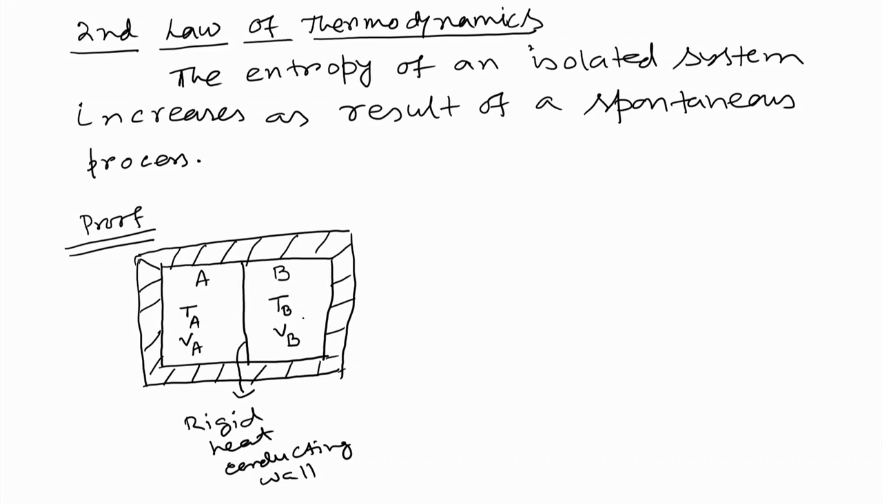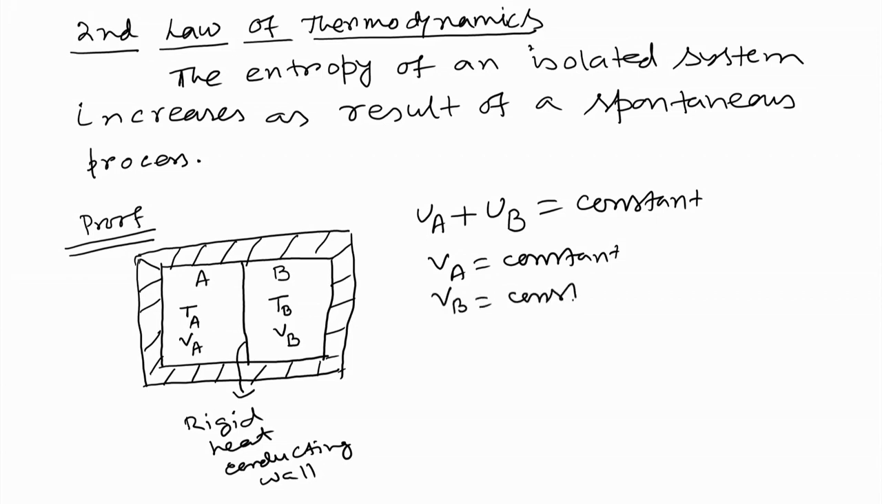So, we know that heat goes spontaneously from higher temperature to lower temperature. Since these two compartments are separated by a rigid heat conducting wall, heat can be transferred from one compartment to another, but volume cannot be changed. Since the whole system is isolated, UA plus UB is constant. Internal energy of compartment A plus internal energy of compartment B is constant. VA is constant, there is no volume change, and VB is constant because they are separated by a rigid wall.